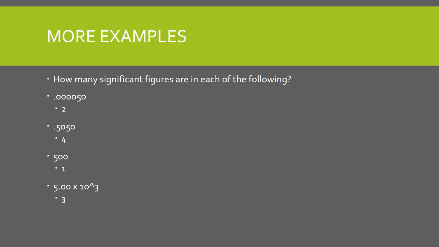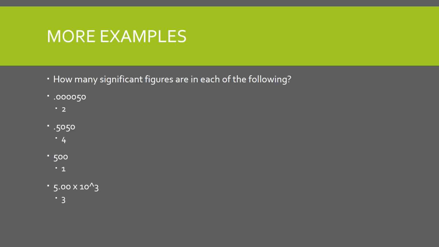0.5050, you have a 5. The two 5s are both significant because they're non-zeros. You have the first 0 that's sandwiched between two non-zeros, so it's significant. And you have a trailing 0, and there's a decimal, so trailing zeros are significant.